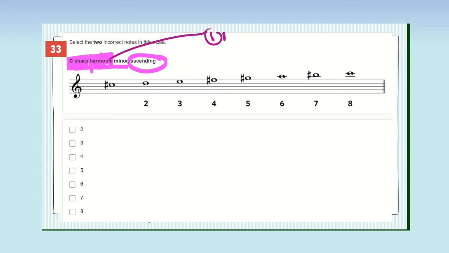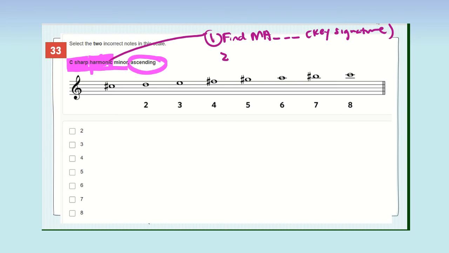First thinking step, always find your MA, toot, toot, toot. Why? Because this will give you the key signature. Then after that, because it's harmonic, what else must you do? You have to raise a note. Remember which note? Raise the note, okay?